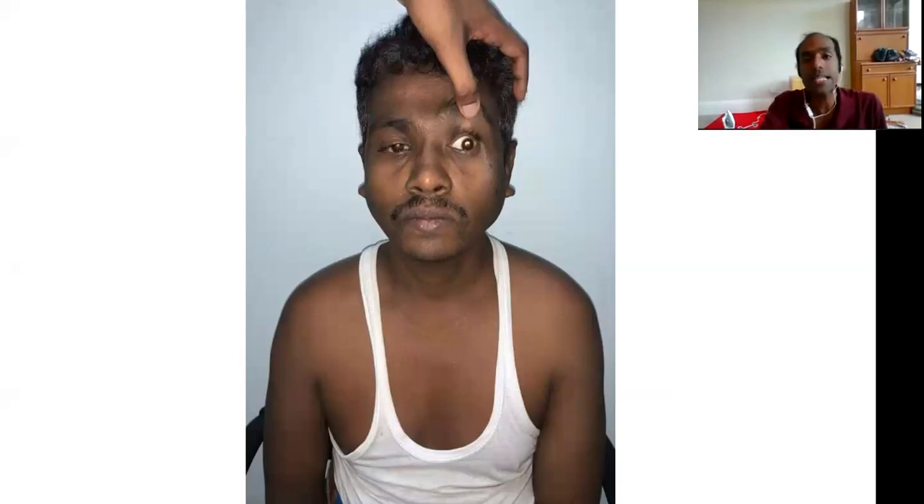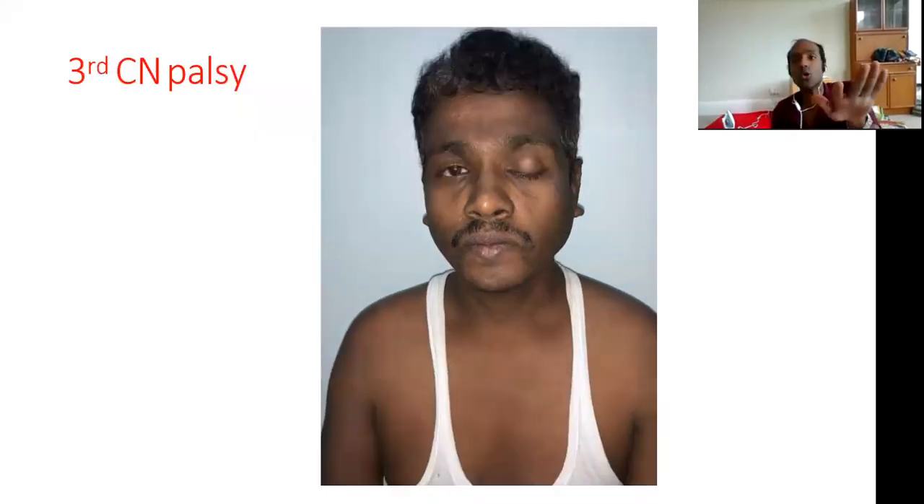The other thing you can see in this picture is that the eyeball is deviated laterally and downwards. Why? Because when the third cranial nerve is involved, the only muscles that are remaining are the lateral rectus, which pulls the eyeball laterally, and the superior oblique, which pulls it down. You get complete ptosis because the third nerve supplies the levator palpebrae superioris muscle. The eyeball is pulled laterally because of the lateral rectus action, and downwards because of the superior oblique action.